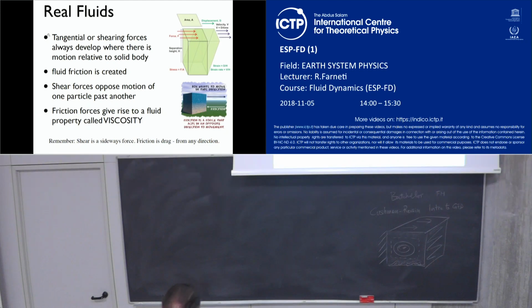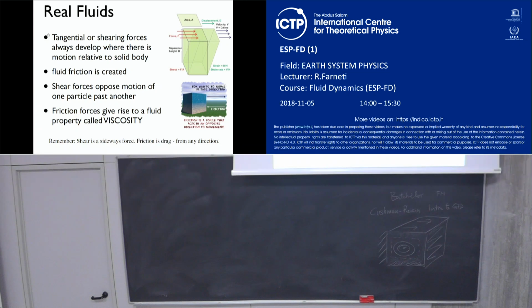Real fluids, which is what we care about, do have friction. Tangential or shearing forces develop every time you have friction. So in a real fluid, you create friction when you have shear forces. Remember, in an ideal fluid you cannot have shear forces, you only have normal forces. If you have shear stresses, which are tangential to the area, then you create friction, which tries to oppose the movement of the fluid.